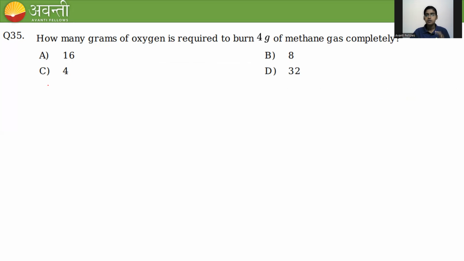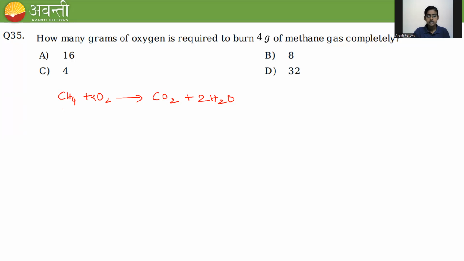How many grams of oxygen is required to burn 4 gram of methane gas completely? So here, let me write the combustion reaction of methane first. CH4 is methane, and when methane reacts with 2 moles of oxygen, it produces 1 mole of carbon dioxide and 2 moles of water. So this is the complete combustion reaction of methane.